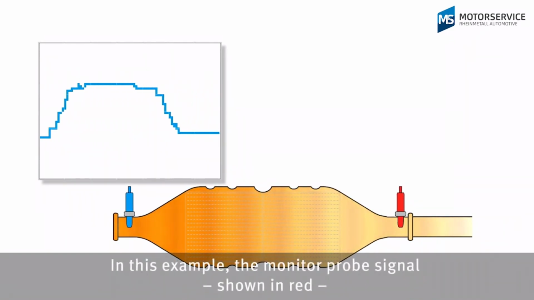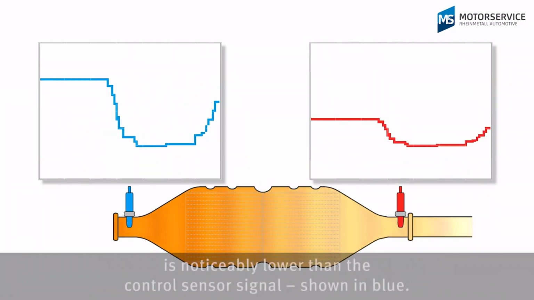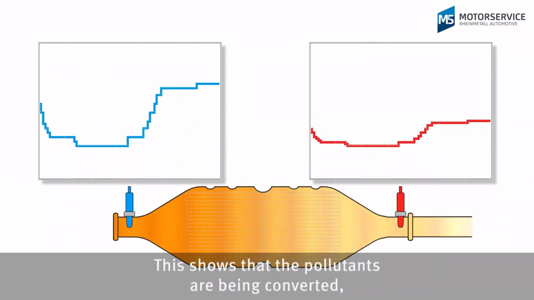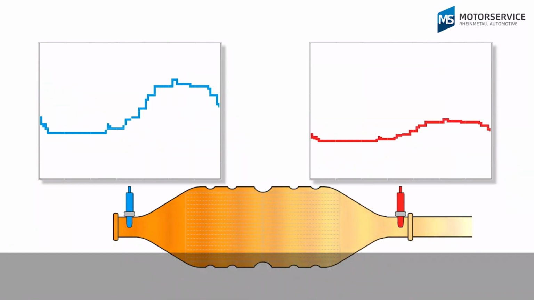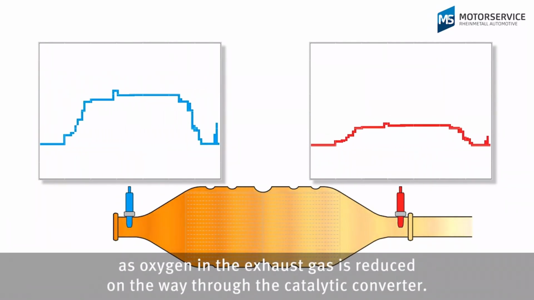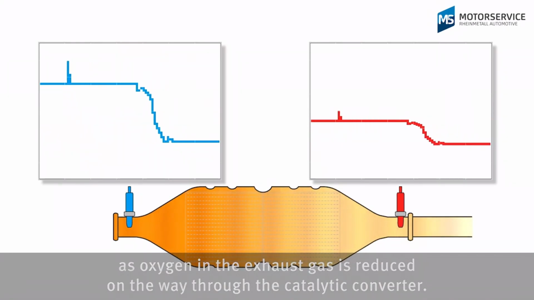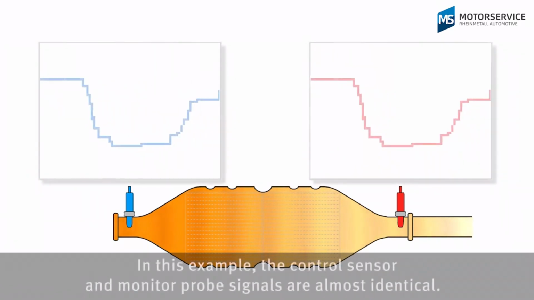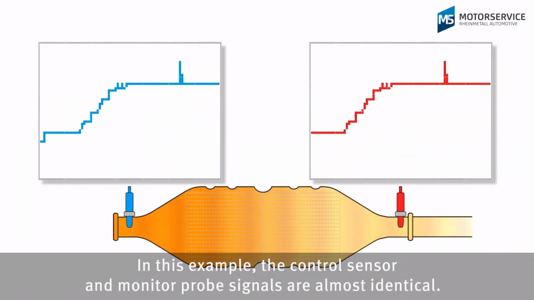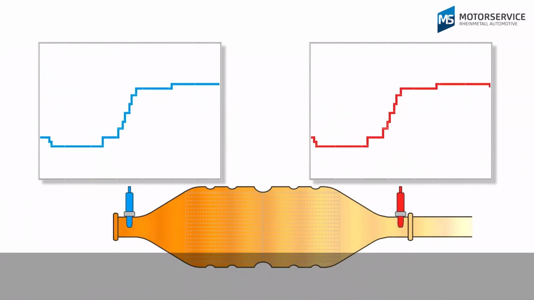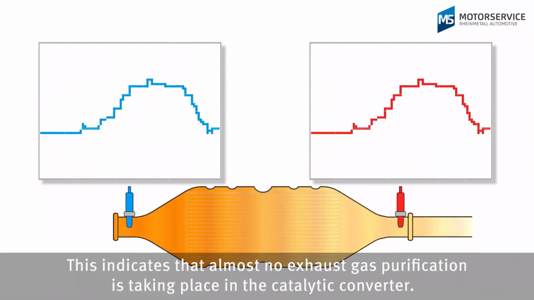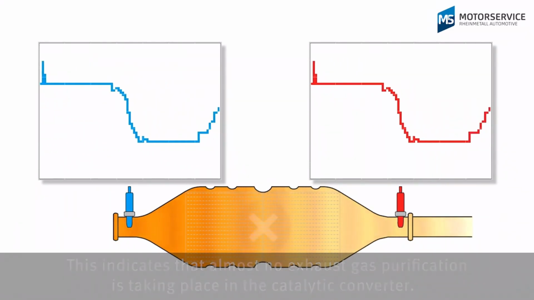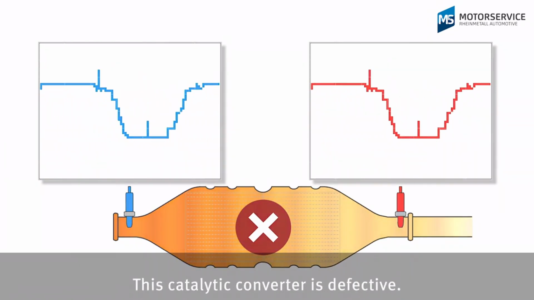In this example, the monitor probe signal shown in red is noticeably lower than the control sensor signal shown in blue. This shows that the pollutants are being converted, as oxygen in the exhaust gas is reduced on the way through the catalytic converter. This catalytic converter is okay. In this example, the control sensor and monitor probe signals are almost identical. This indicates that almost no exhaust gas purification is taking place in the catalytic converter. This catalytic converter is defective.